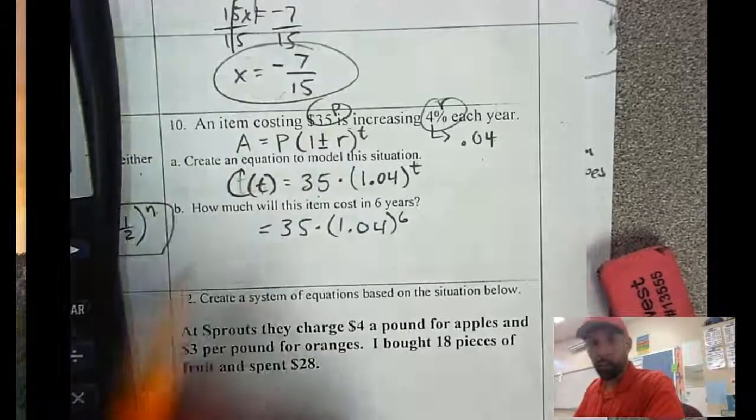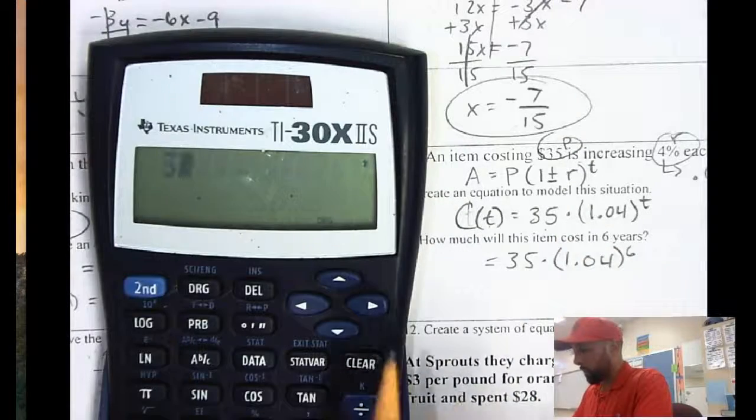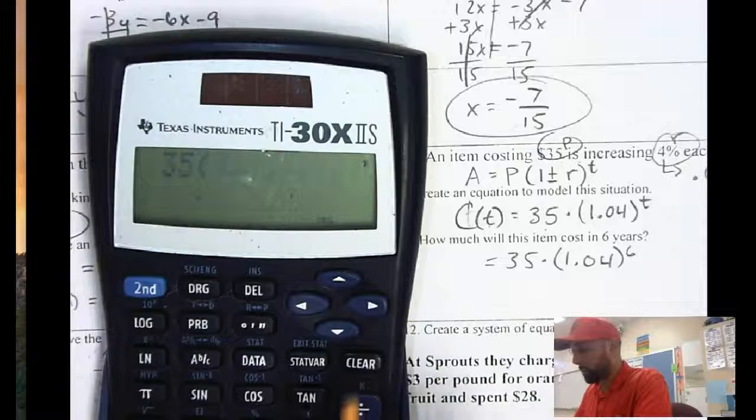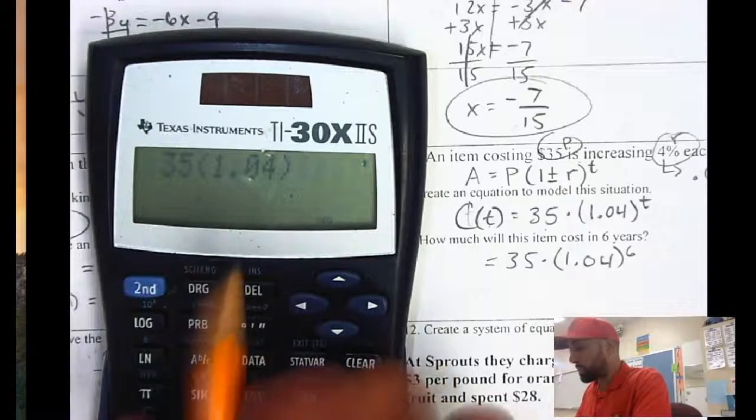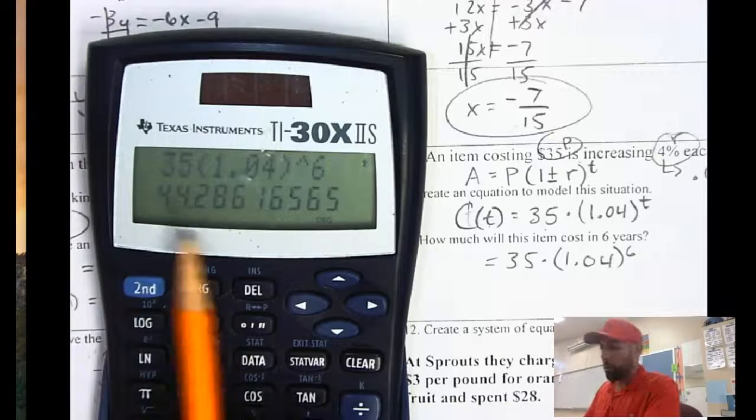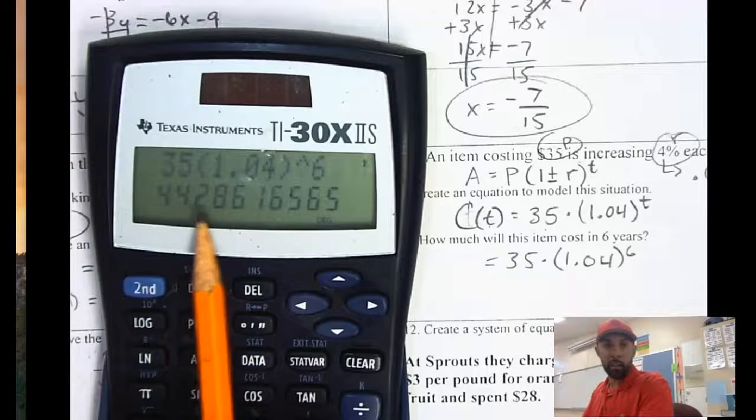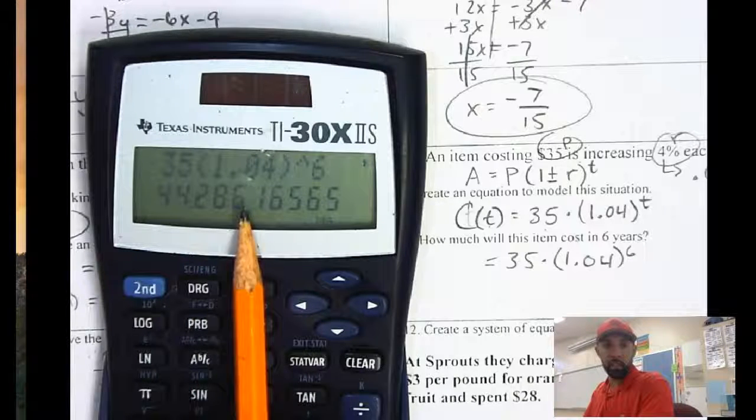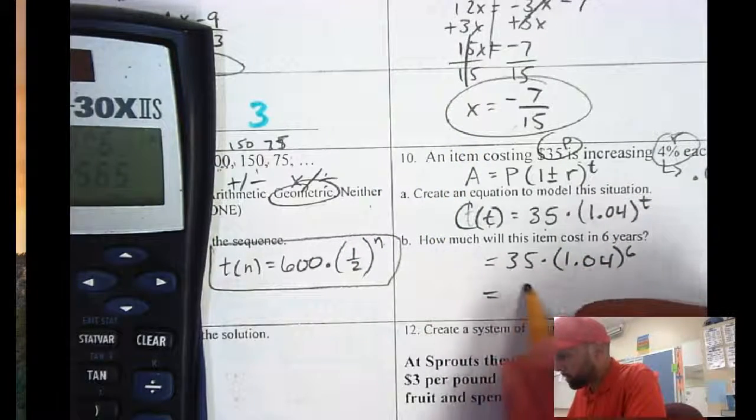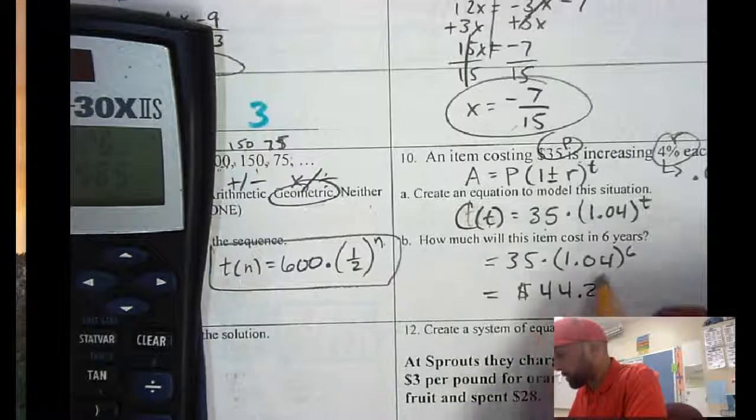Okay, so in a calculator, the way we do that is 35, I'm going to just write it the exact same way, parentheses, which means 35 times 1.04 raised to the 6. Okay, so we get, now remember this is money, so we're going to round to the nearest cent, $44.20. Well, there's a 6 there, so that's going to move the 8 up to 9. So equal to $44.29.